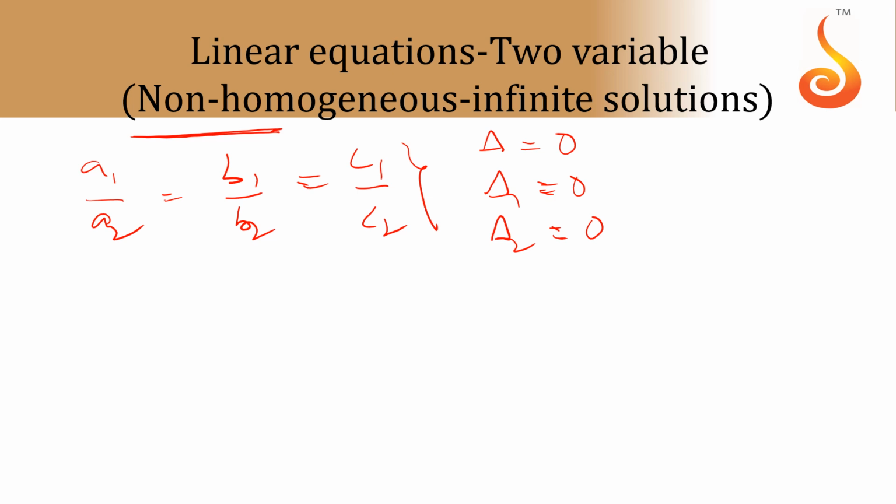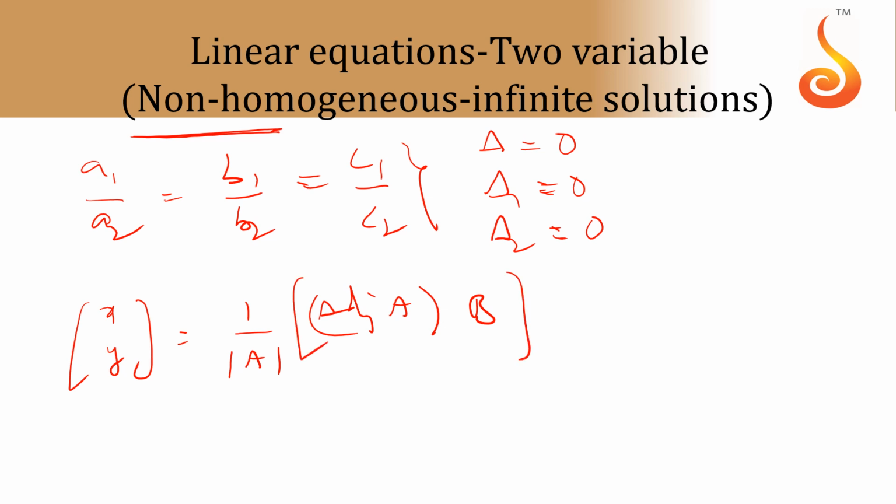So what will happen if I ask you about the matrix inversion method? The X matrix is a column matrix, no? So it is 1 by det A into adjoint A into B. You should get something like this, where you get the X value and Y value. Can I say now that adjoint A into B will be a null matrix, and outside you have 1 by 0? So this is the structure where you will get infinite solutions.